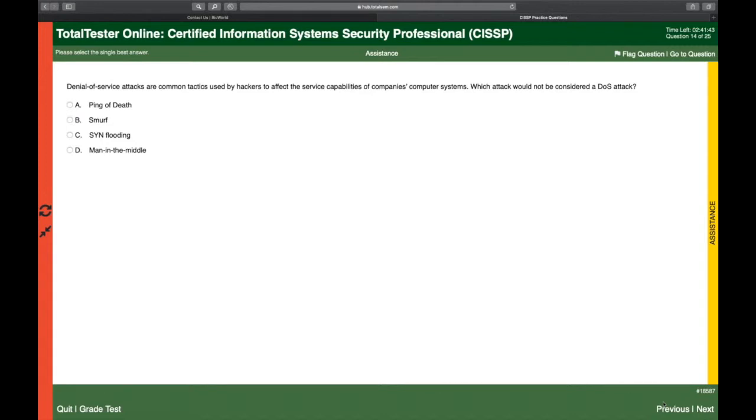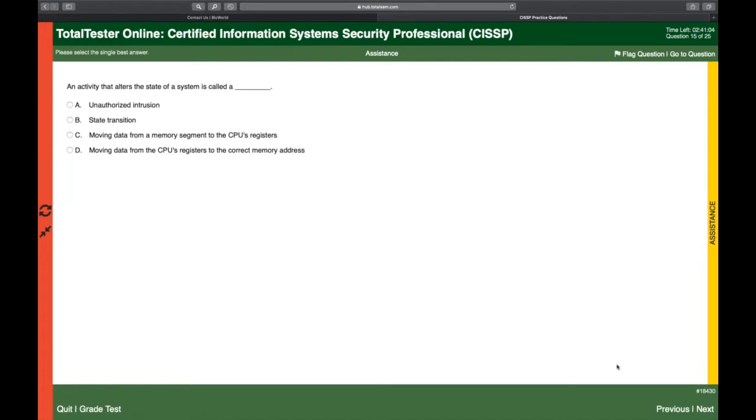Number 14, denial of service attacks are common tactics used by hackers to affect the service capabilities of companies' computer systems. Which attack would not be considered a denial of service attack? Yeah, this is a layup. I think we've seen this one before. Delta. Delta, yep, man in the middle. It's not a denial of service attack.